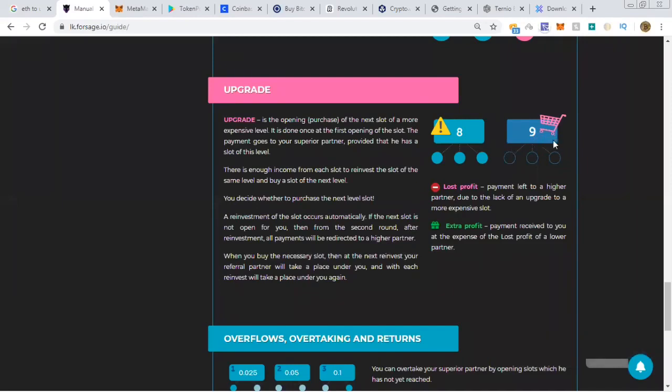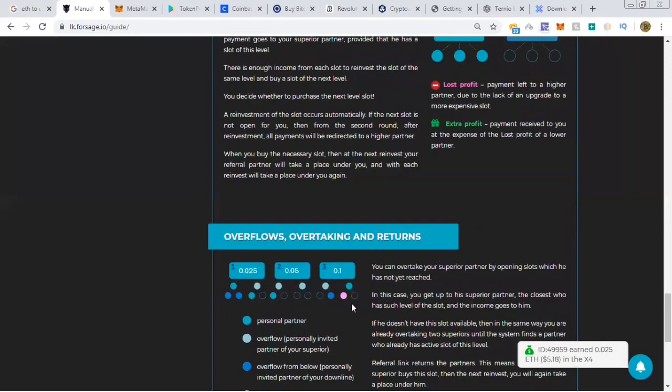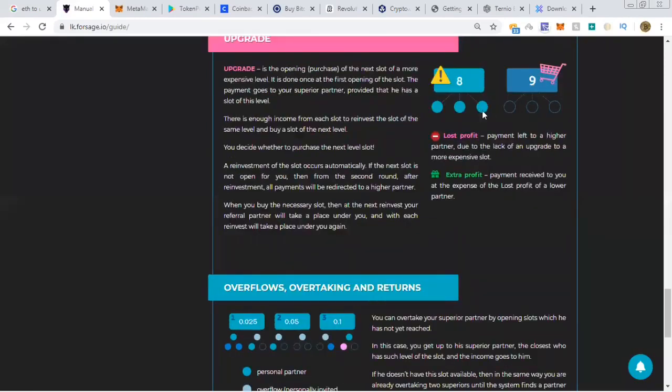You have full rights to it for the life of the blockchain, right? It's ultimately how it works. And again, if you've actually received payment, it'll be a purple or a pink circle. We can see in this example, it'll look like this on the X3. You can see it's also a pink circle, meaning that that's an overflow, or not an overflow, but someone who basically overtook their partner.